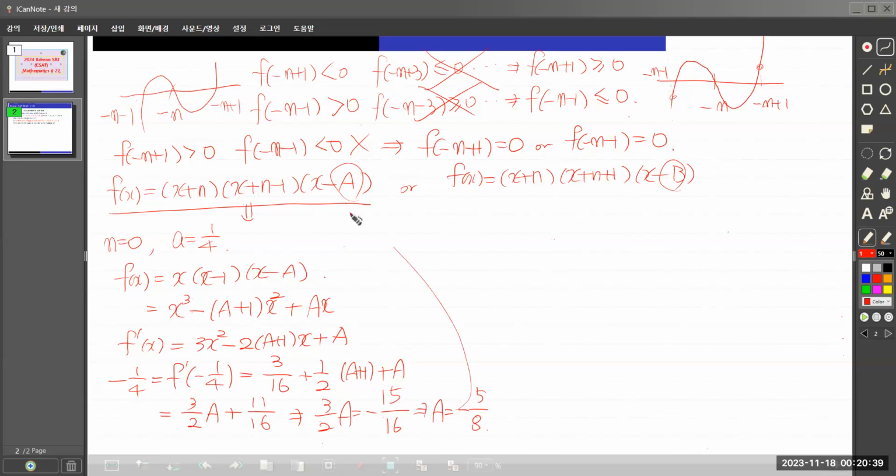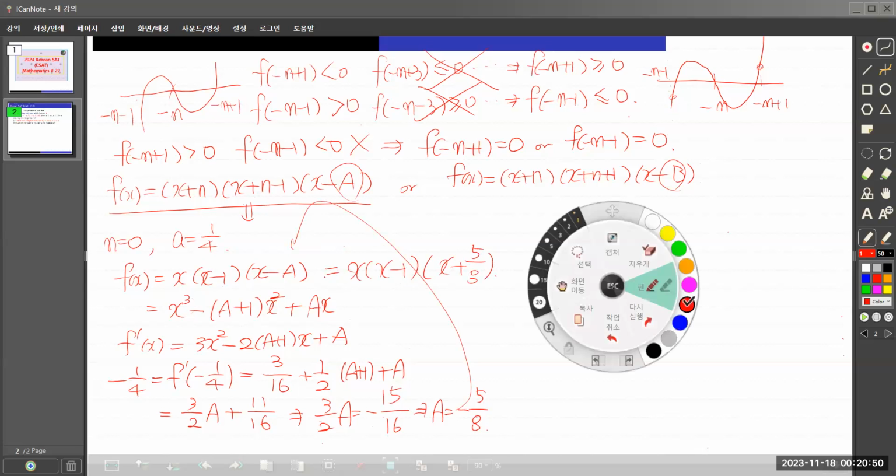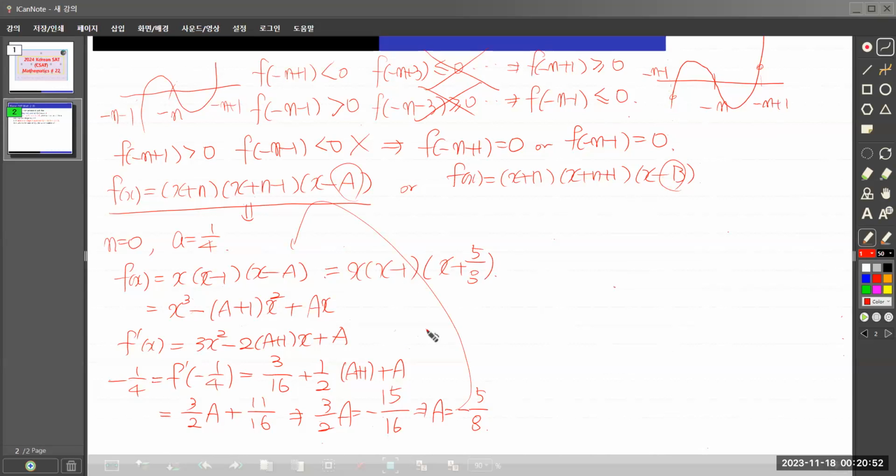So if you plug in here, then you can have x times (x minus 1) times (x plus 5 over 8) in here. So in this case, this is 0, and this is 1, and this is negative 5 over 8. So it's okay. We have no problem.